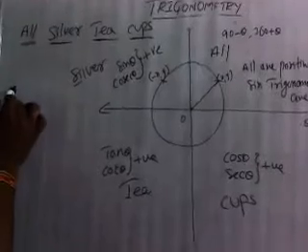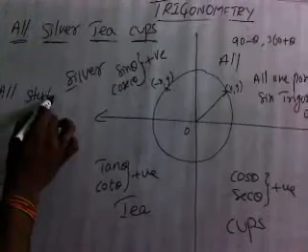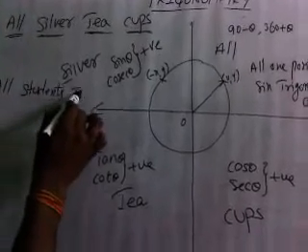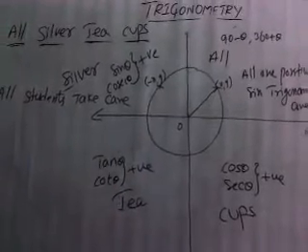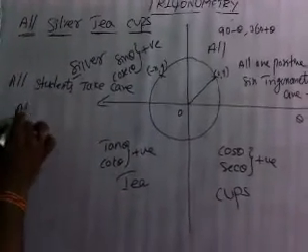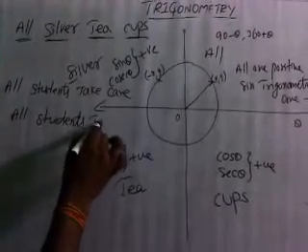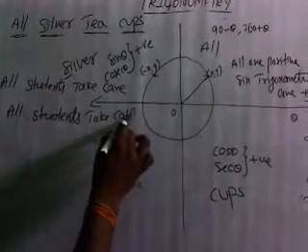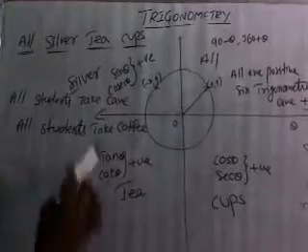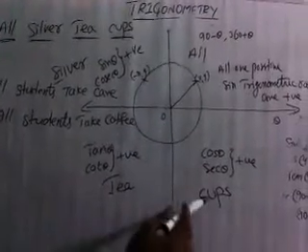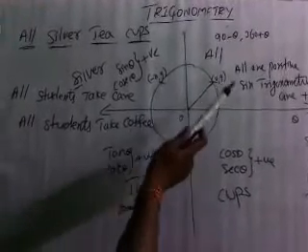Or otherwise we can use another phrase: All Students Take Care. All Students Take Care, or All Students Take Coffee. All, first quadrant; Students, second quadrant; Take, third quadrant; Care, fourth quadrant. By using this phrase we can remember that all are positive in the first quadrant.